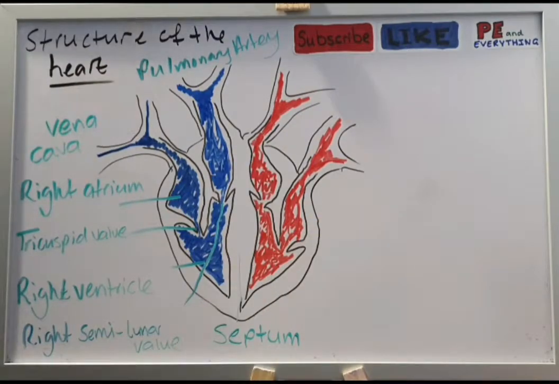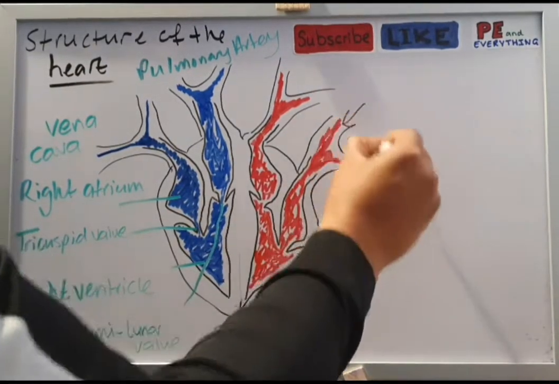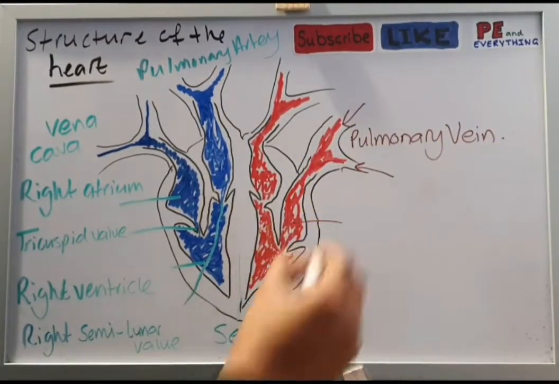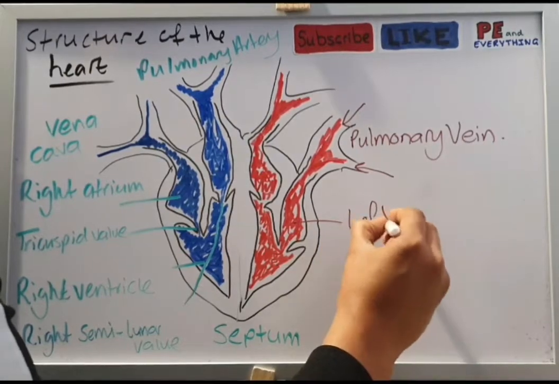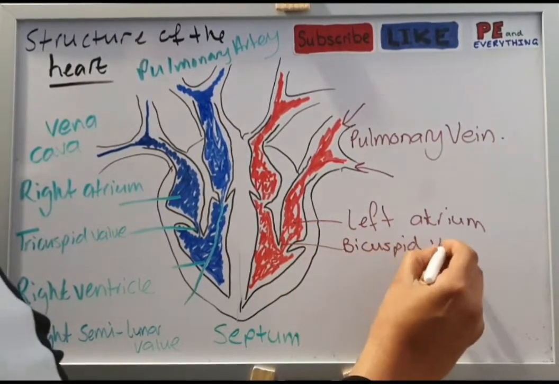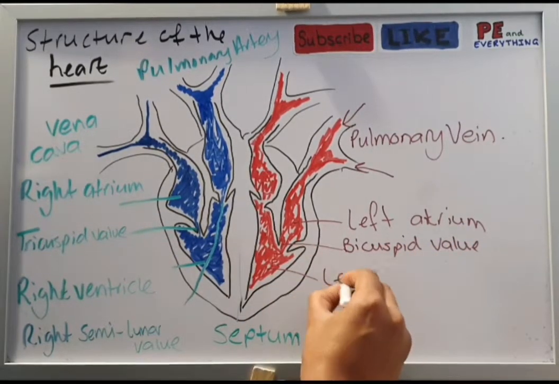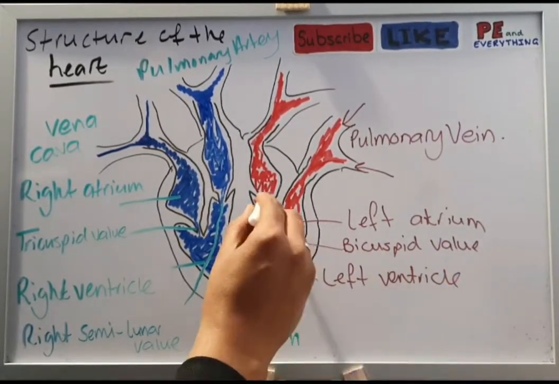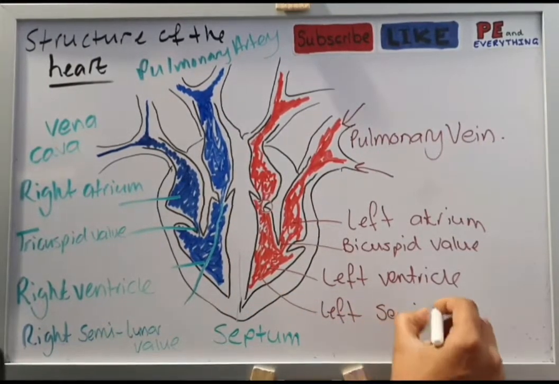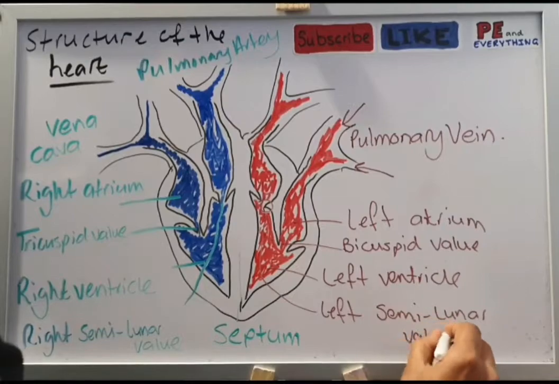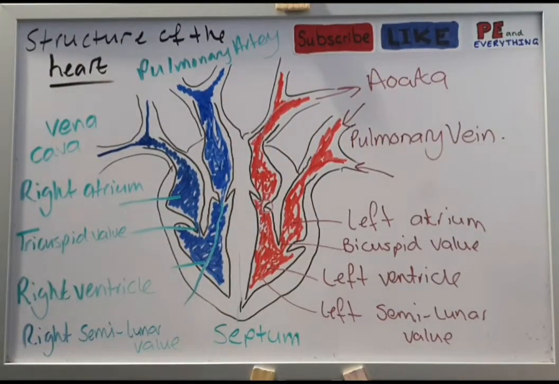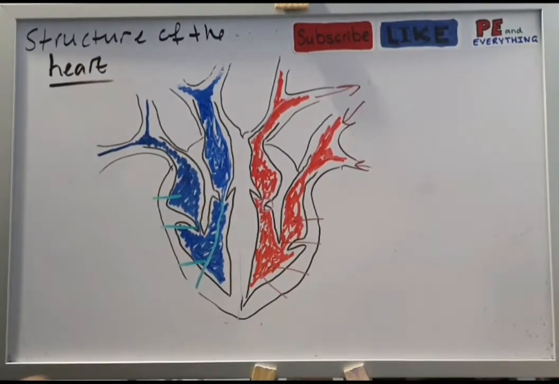Now on the oxygenated side, it comes back to the heart via the pulmonary vein. First chamber, back to front, remember, left atrium. This valve is called the bicuspid valve. Second chamber is the left ventricle. Again, this doesn't really get a shout out, which is the left semilunar valve. And then it goes and supplies oxygen to the rest of the body via the aorta.